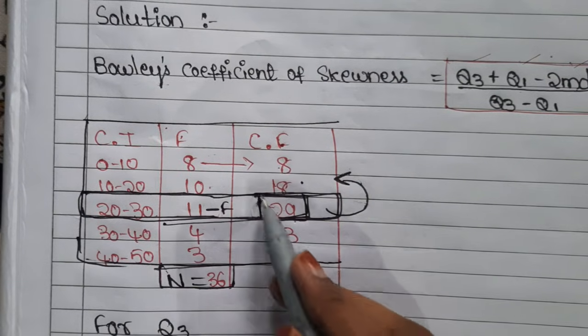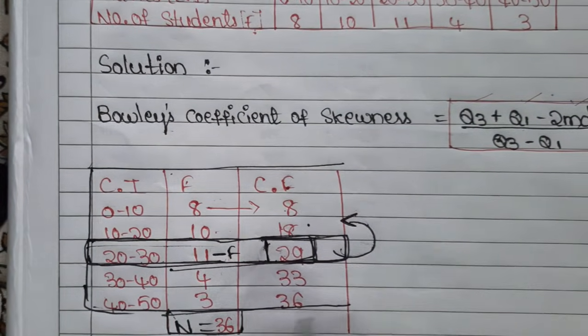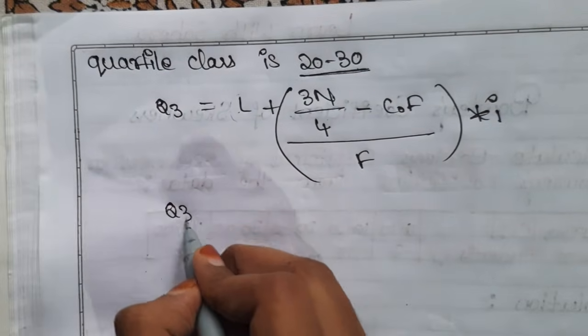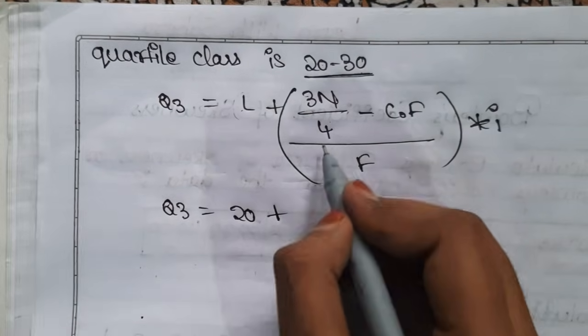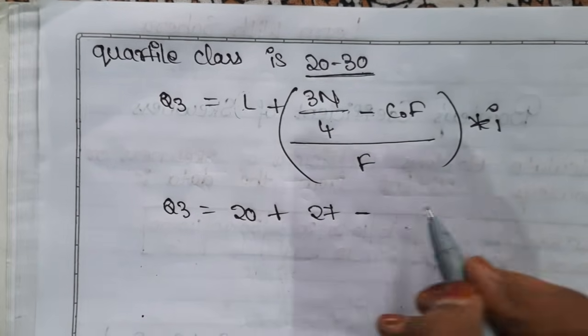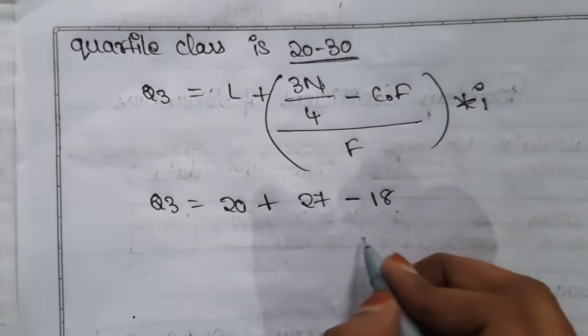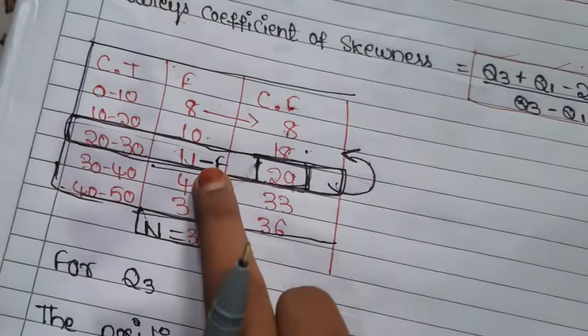The 27th term was there, we took 29, and this is our quartile class. But in this formula, if we want CF, we are going to take the one above. Frequency will be 11. So we need to substitute all the values. As I said, Q3 equals L plus 3n by 4, which is 27, minus cumulative frequency. Cumulative frequency is 18. 18 by F. F is 11 here, so we are going to take 11.